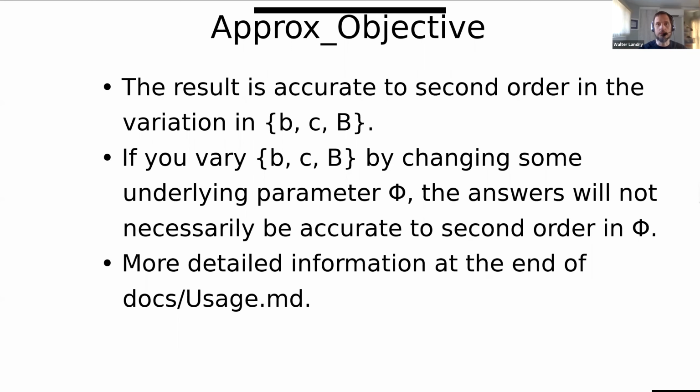And the result is going to be second order in the variation in B, C, and B. However, I want to stress that if you vary B, C, and B by changing some underlying parameter, the answers may not necessarily be accurate to second order in this underlying parameter.